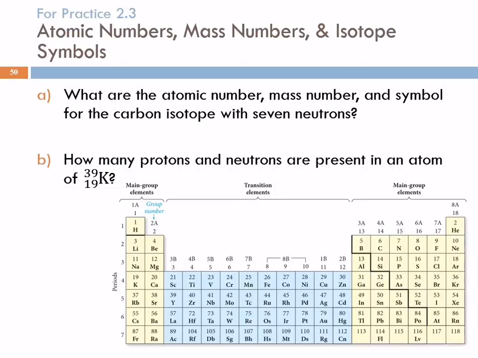Let's look at this. What are the atomic number, the mass number, and the symbol for the carbon isotope with 7 neutrons? Well, carbon, what's the atomic number for carbon? 6. We look at the periodic table, and carbon is element number 6. That means the atomic number is 6, and the symbol for atomic number is Z. Z equals 6.